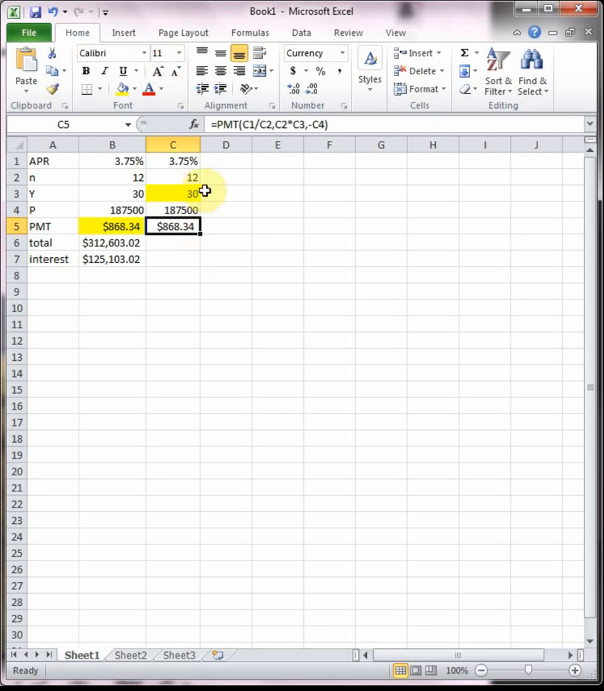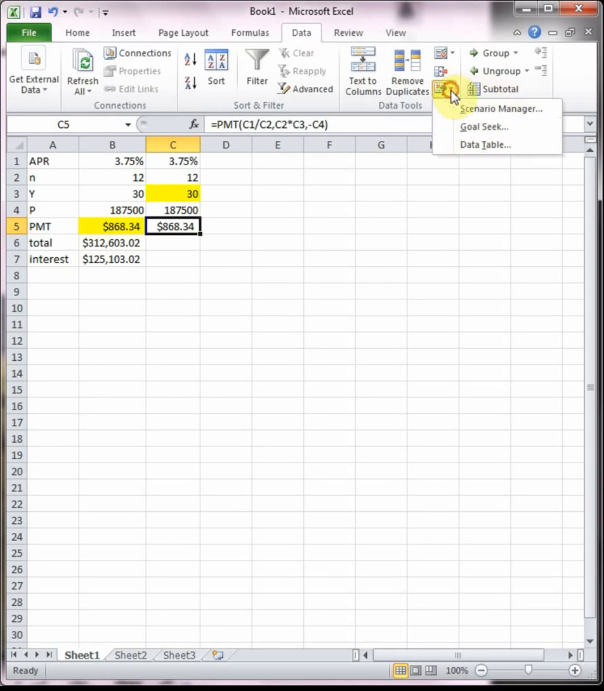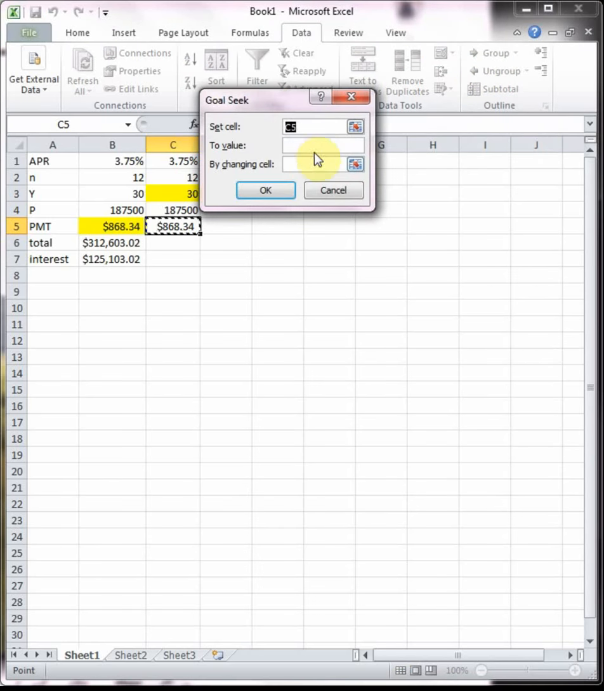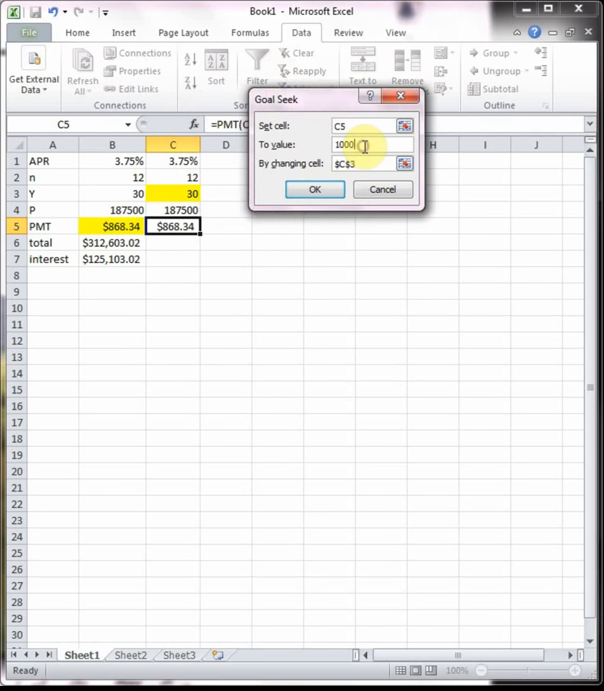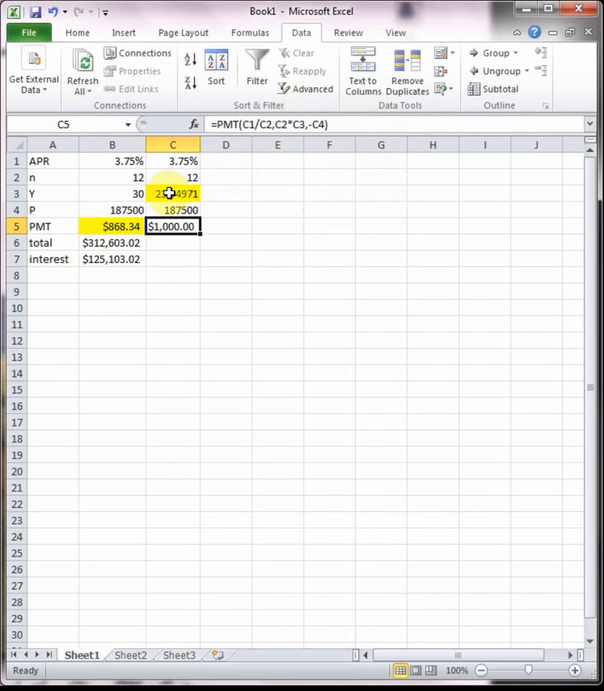Goal seek, again, it just guesses and checks from whatever starting value you have. So it's going to start at a value of 30, and then it'll probably go down since we're making extra payments and tell us how many years it'll actually take. So I'm going to click on my formula, data, what if analysis, goal seek. Now I'm going to be making payments of $1,000, and I want to see how that is affecting the years. So I'm setting my payment formula to 1,000. That's my new monthly payment by changing the number of years. When I hit enter twice, we see it's going to only take 23.55 years to pay off the house. So we're saving 7 years worth of house payments.